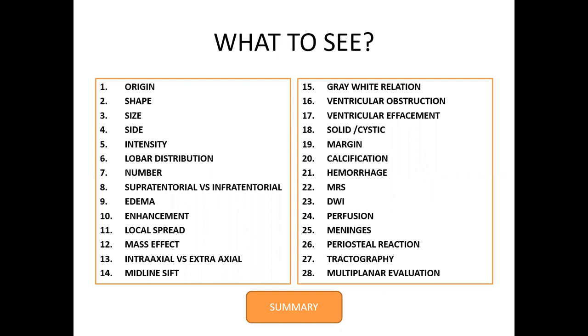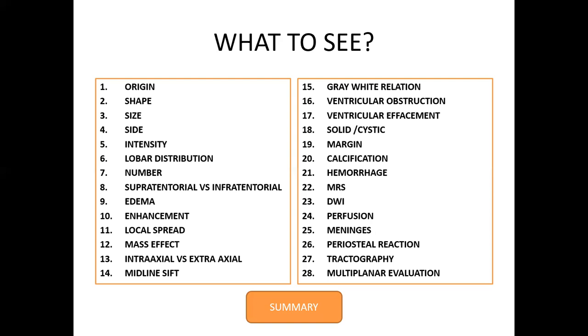One is the origin, shape, size, side, intensity, lobar distribution, number, supratentorial versus infratentorial, edema, enhancement, local spread, mass effect, intraaxial versus extraaxial, midline shift, gray-white relationship, ventricular obstruction, ventricular effacement, solid cystic or cystic lesion, margin, calcification, hemorrhage, MRS characteristics, diffusion restriction, perfusion, meningeal evaluation, periosteal reaction, tractography, and multiplanar evaluation. So these are all the things we have to see.